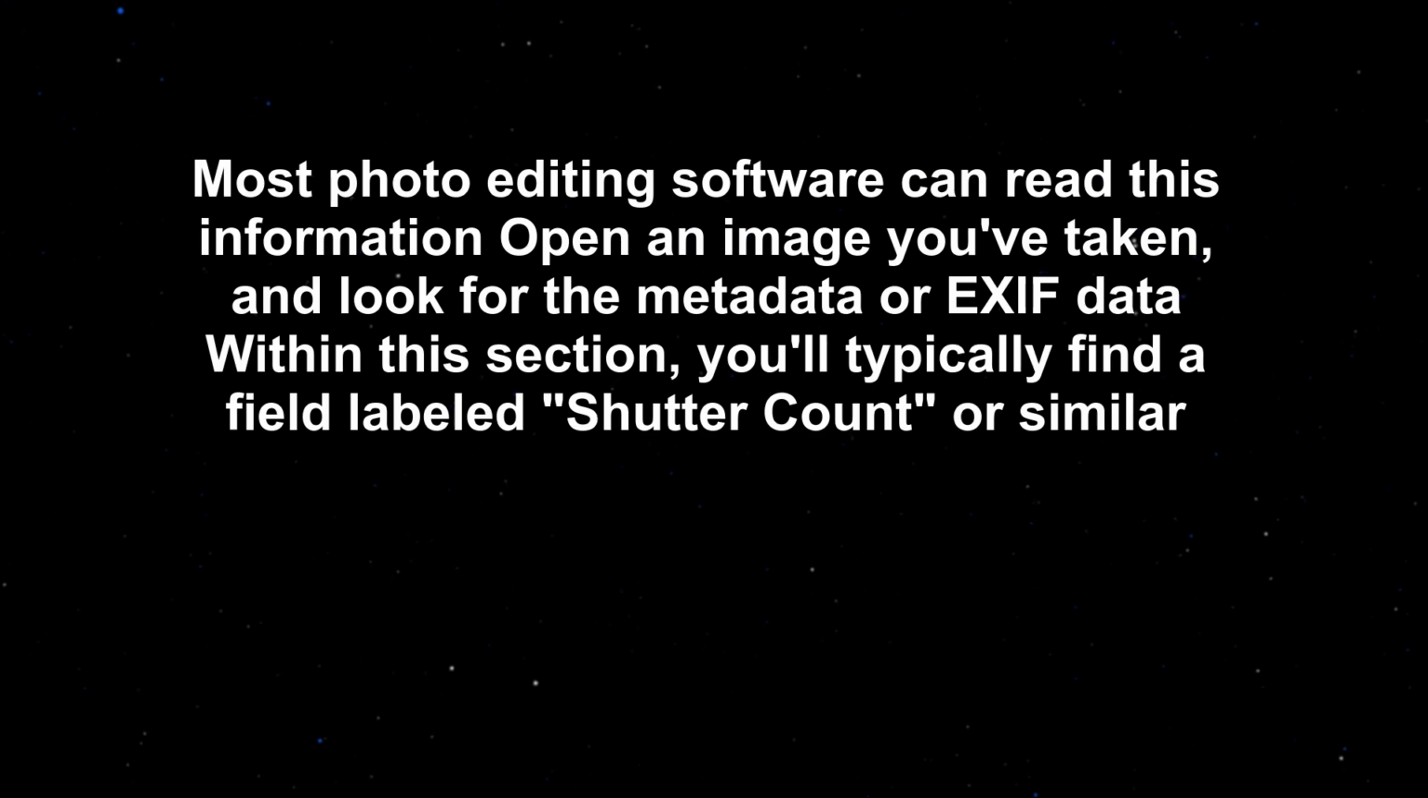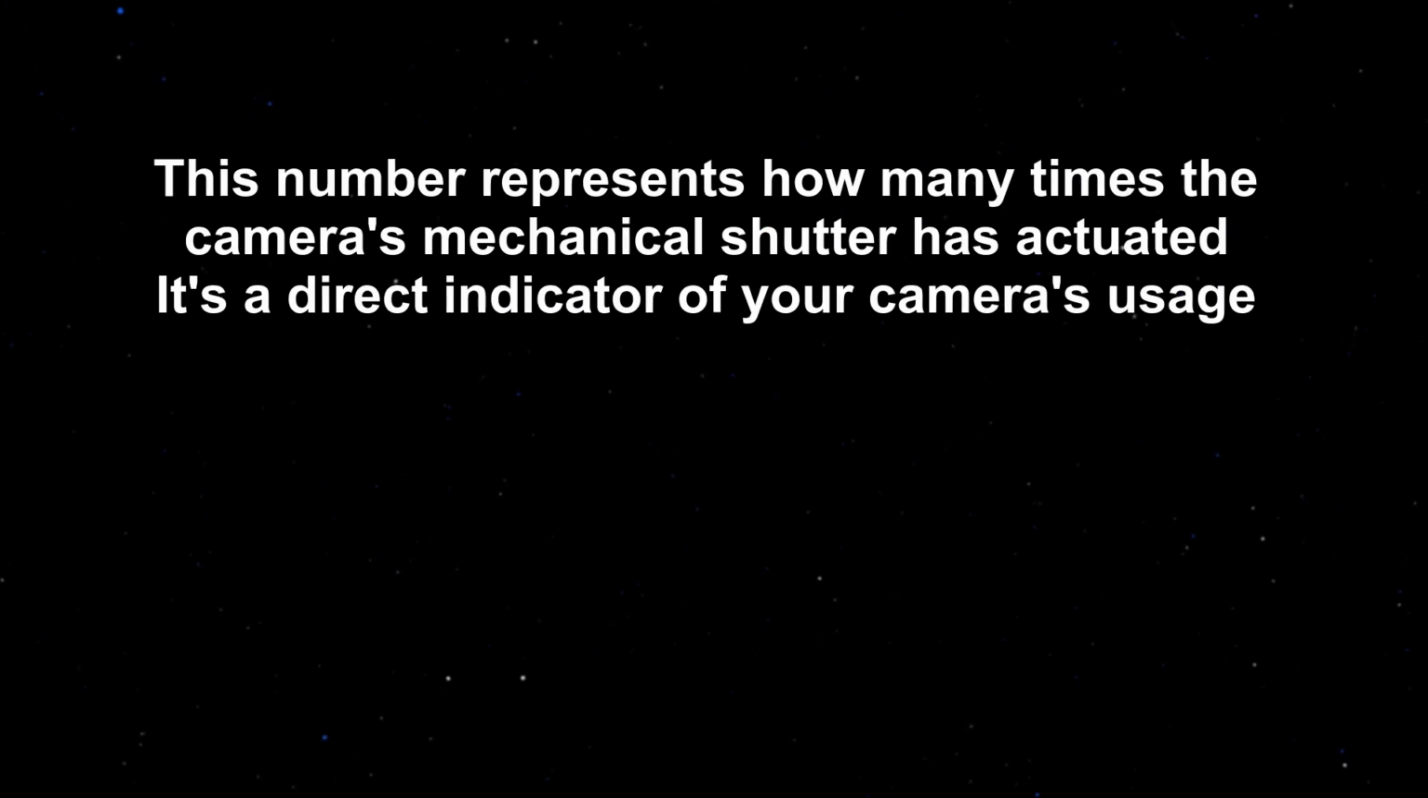Most photo editing software can read this information. Open an image you've taken, and look for the metadata or EXIF data within this section. You'll typically find a field labeled shutter count or similar. This number represents how many times the camera's mechanical shutter has actuated. It's a direct indicator of your camera's usage.